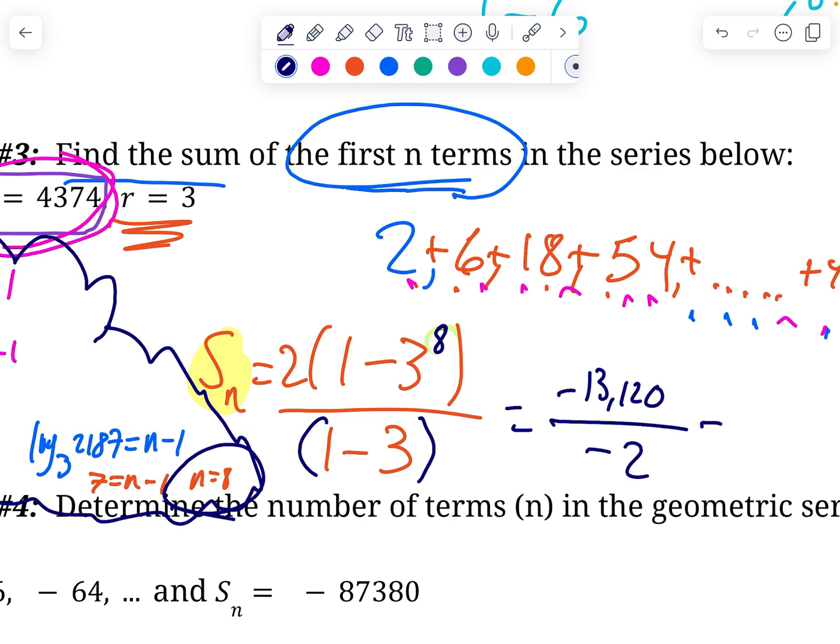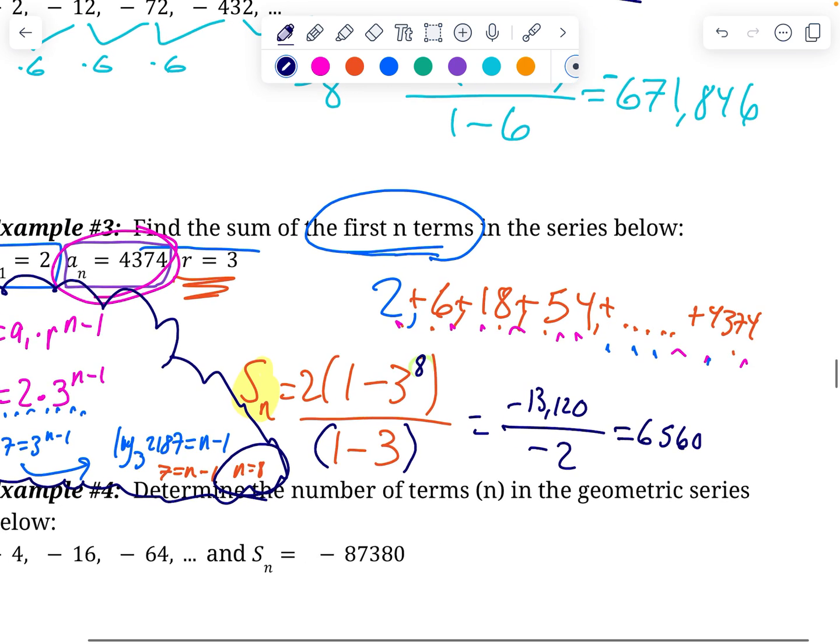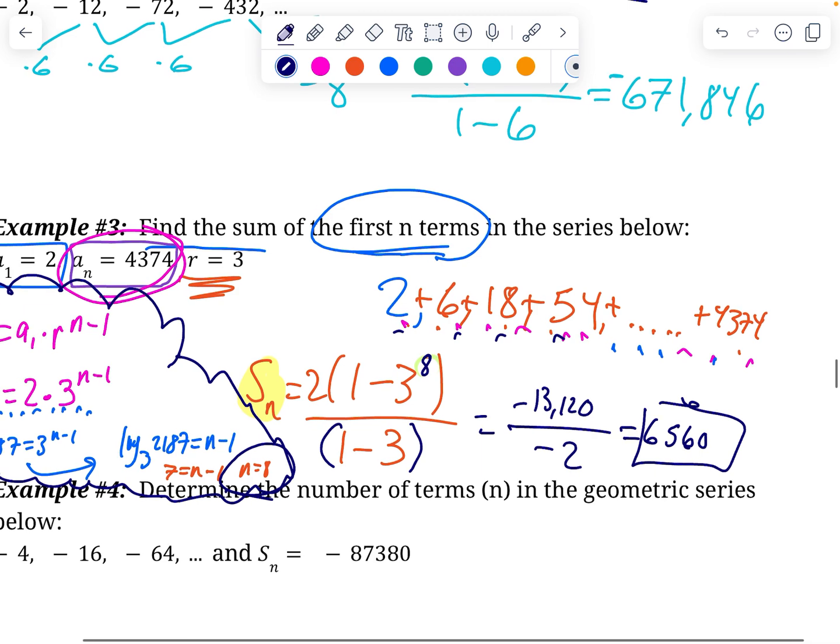Okay, I got out 6,560. Again, and now I know I should get a positive number. Why? Because I'm adding up a bunch of positive numbers, so it kind of makes sense that they'd add up to that. Cool? Okay.